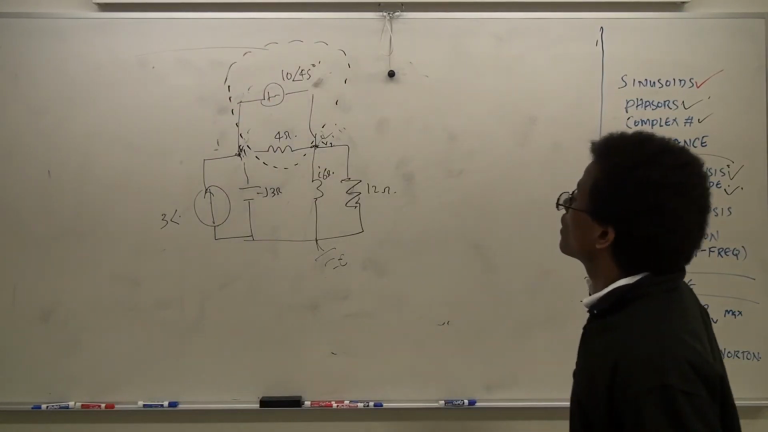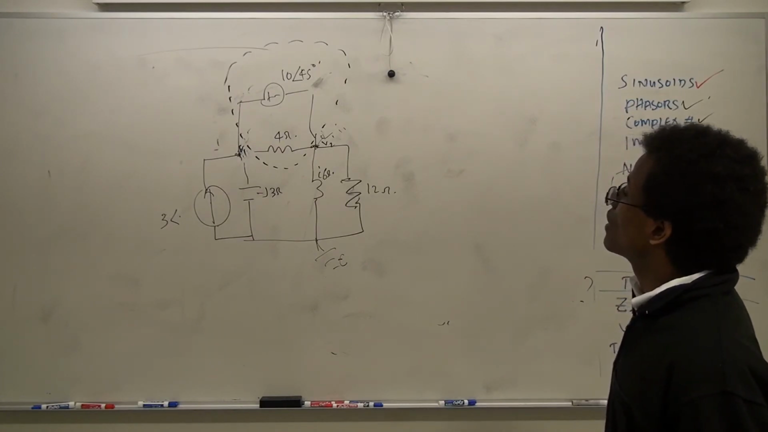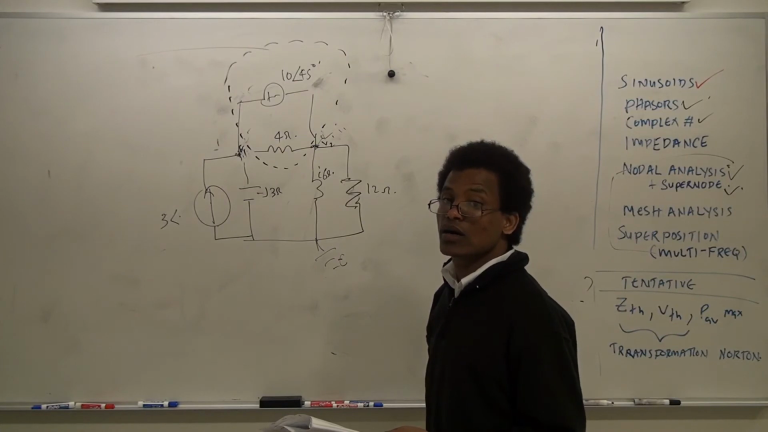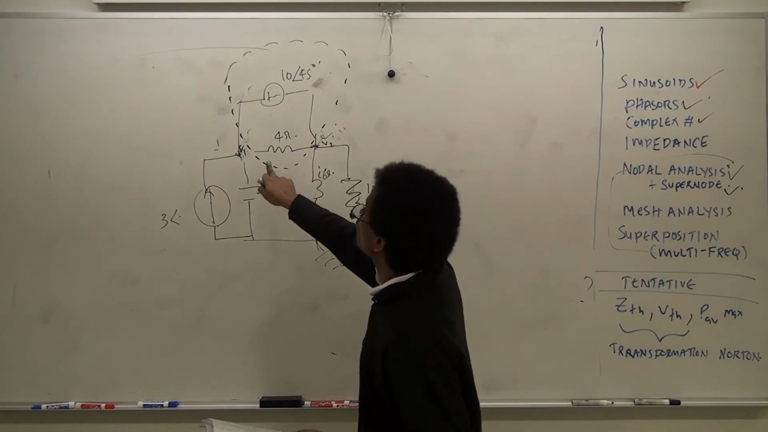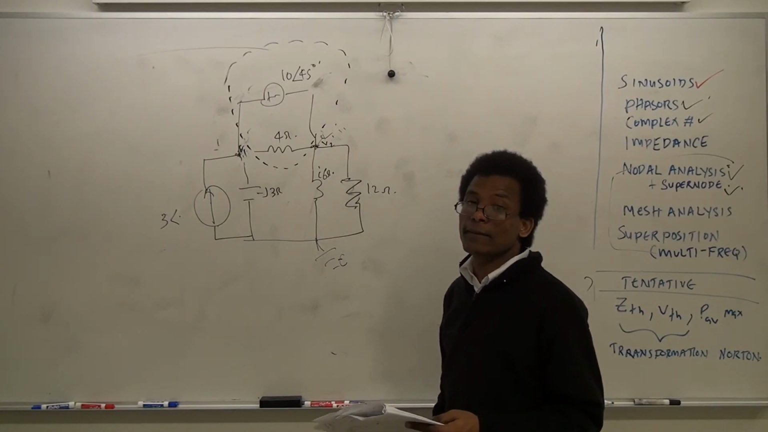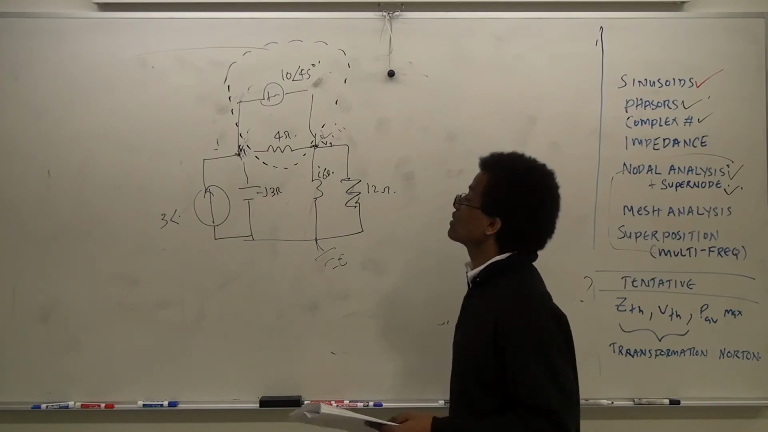Well, in our notation, we would not include the 4 ohm in the supernode. We would just come around. Could you include the 4? You could. There is a way, but from the way we have learned it through the lectures, we do not include any of the resistors within the supernode.